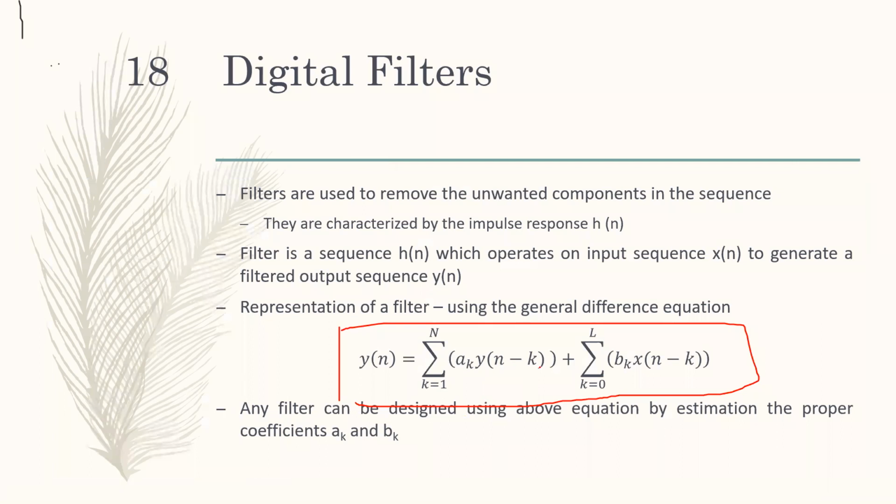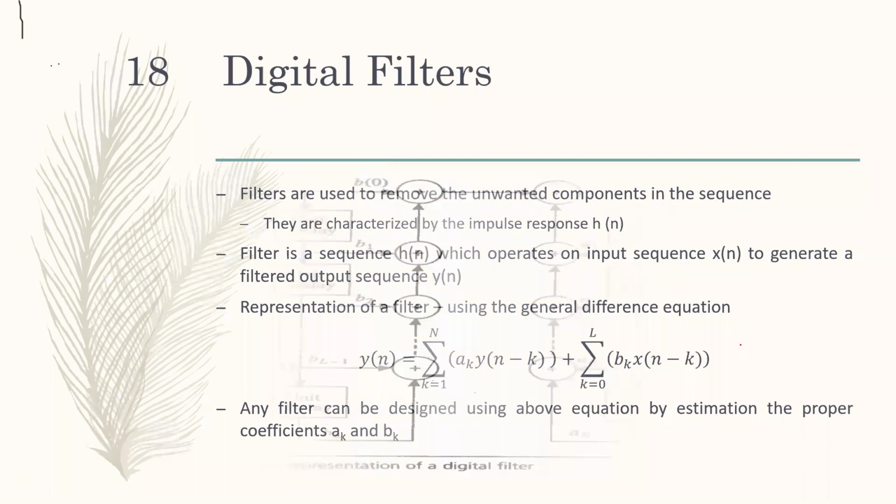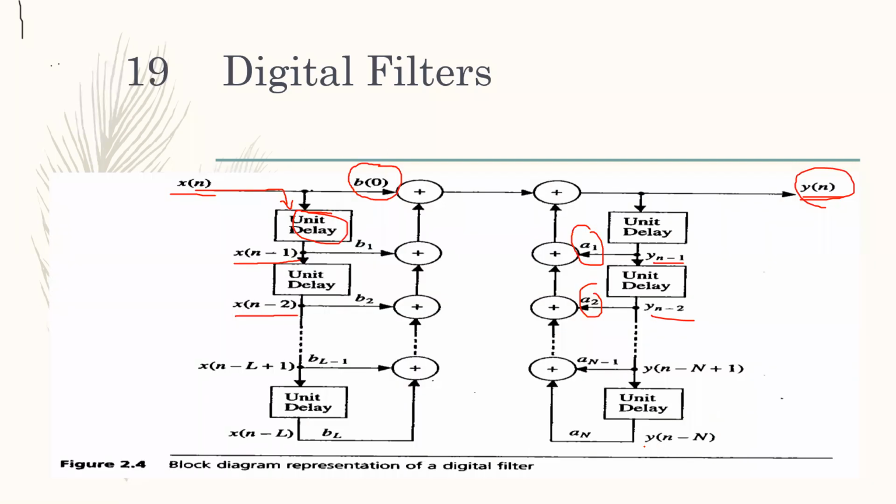So it is the representation of this equation. It is y of n minus 1, y of n minus 2 up to y of n minus n. And here, if we observe, it is x of n minus 0, x of n minus 1, x of n minus 2, and so on up to x of n minus l. So you'll be getting the delayed versions, and if I am able to estimate what these coefficients should be, then you'll be able to design the digital filter.